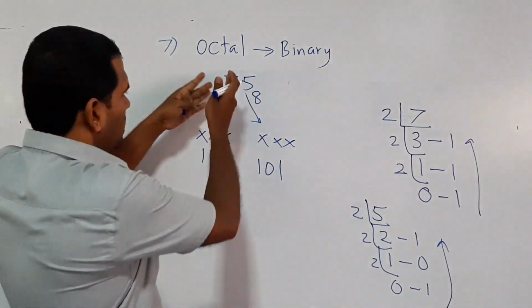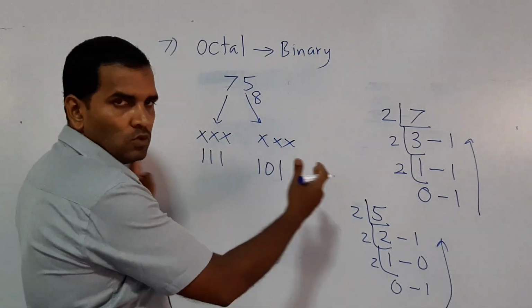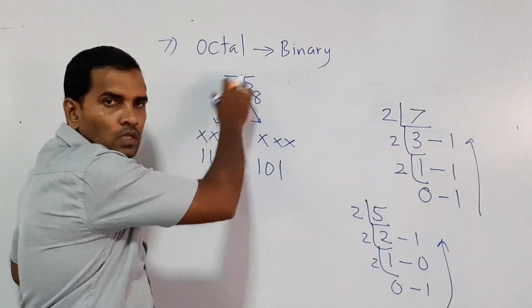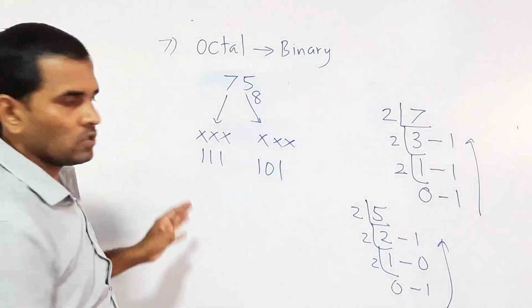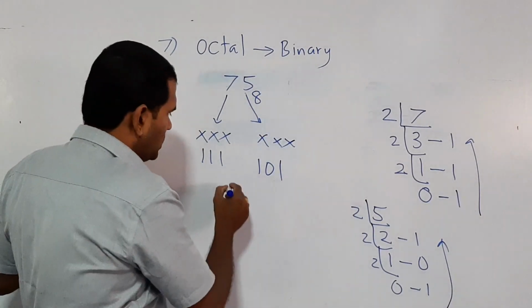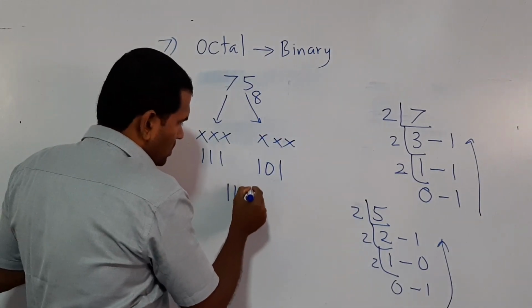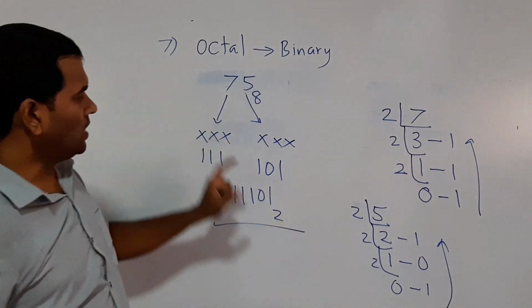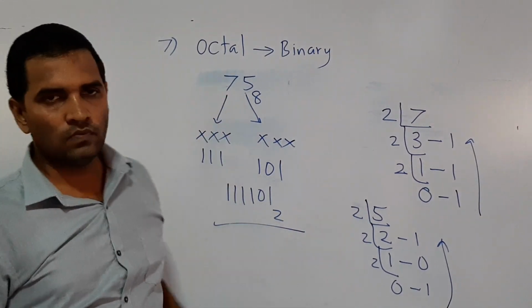So one number, you have two groups. Write those two groups together because it's one number which has two digits. So here this belongs to 7, this belongs to 5. Write them together: 1, 1, 1, 1, 0, 1. This is the equivalent value for 7 5 in base 8.